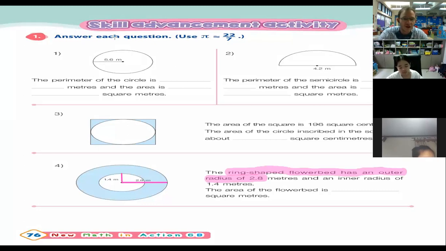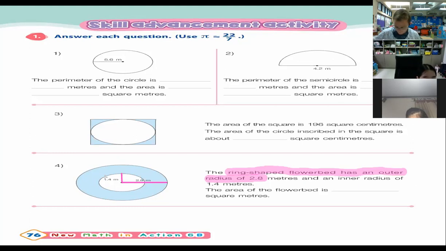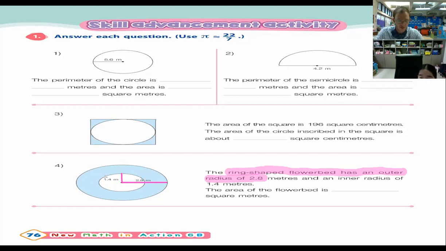So what we need to calculate over here is the area of the flower bed. By which we can calculate two areas. Which area do you think they want? Do they want the area of the white part or the area of the blue part? Who can tell me? Blue. Of the blue. Okay. If they want the area of the blue part, how do you think we will calculate it?